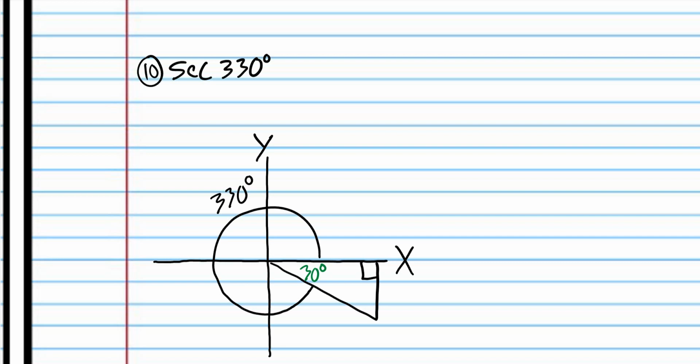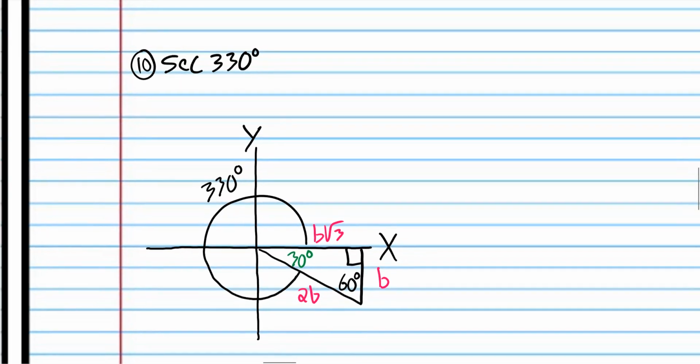Again, the reference angle is the acute angle between the x-axis and the terminal side. So if that angle is 30, then this angle must be 60 by the triangle sum theorem. And this side is going to be b, this side is b root 3, and this side is 2b by the 30, 60, 90 degree triangle theorem. But this side has to be negative because it's below the x-axis.